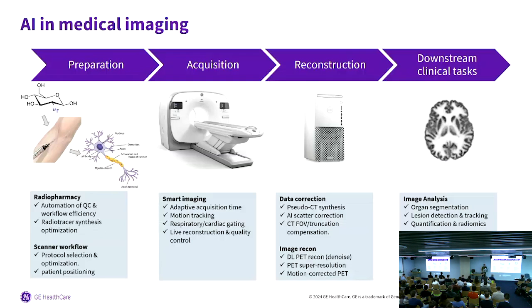So once you have the data, we go to the next part, which is the interest of this talk, image reconstruction. Whether it's data correction, such as attenuation correction or scatter or motion correction, or image reconstruction, such as we have heard many times in this symposium about denoising or improving resolution, like partial volume correction or motion correction.